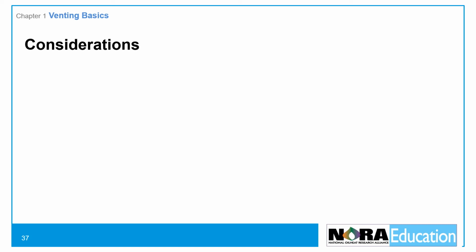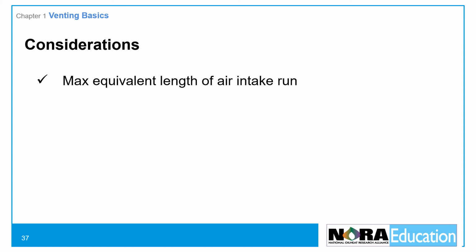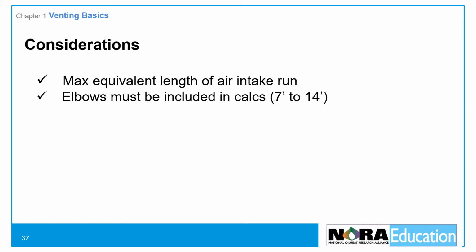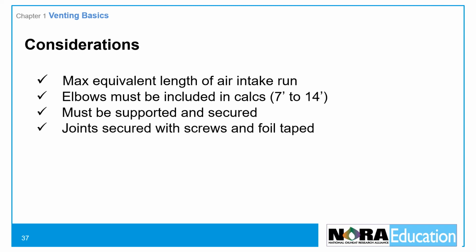The main factors that must be taken into consideration when utilizing air boots are that each model has a maximum equivalent length of the air intake run. Each elbow must be included in the calculation of equivalent length. Typical elbows have an equivalent length of 7 to 14 feet. The air intake must be supported and secured to prevent physical damage and joint separation. All joints and seams should be secured with screws and foil taped to prevent air leakage in the duct.